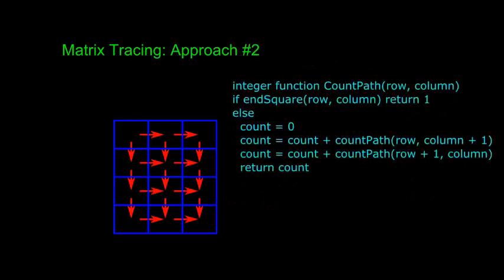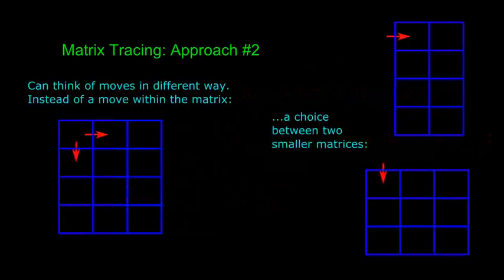However, after I got that to work, I realized there's a better way to conceptualize the recursion. Instead of thinking of keeping inside the same matrix for every recursive call and just changing the position within that matrix, I can think of each move to the right or down as reducing the size of the matrix. In other words, if I start in the upper left of a 4x3 matrix, I could think of moving one column to the right or one row down in that same matrix.